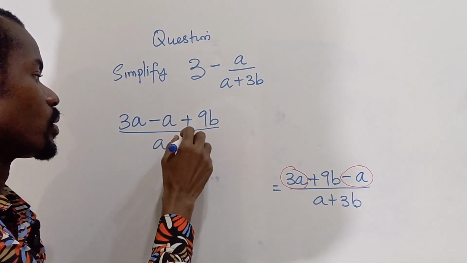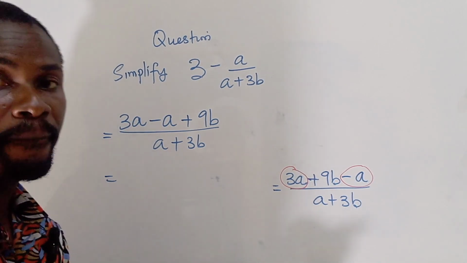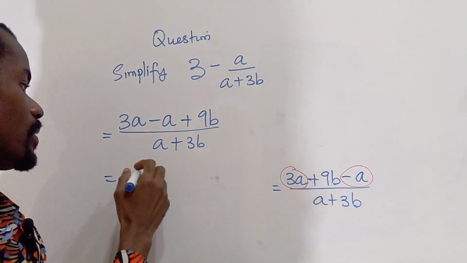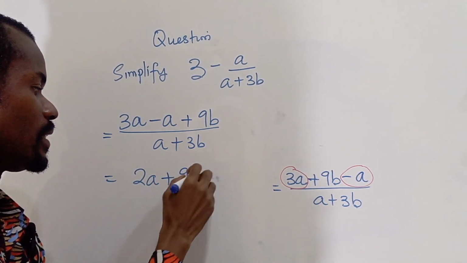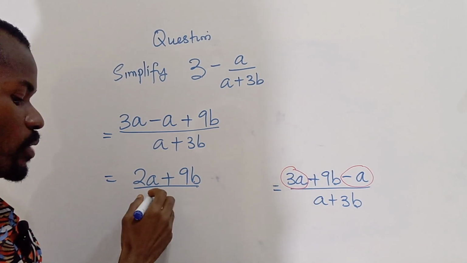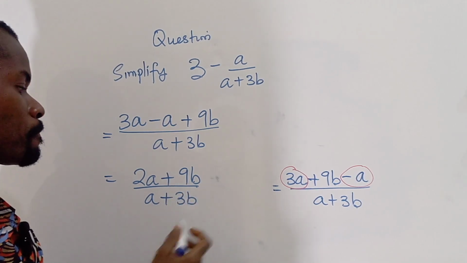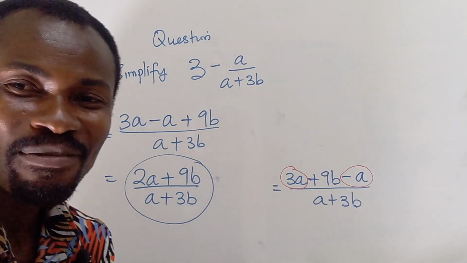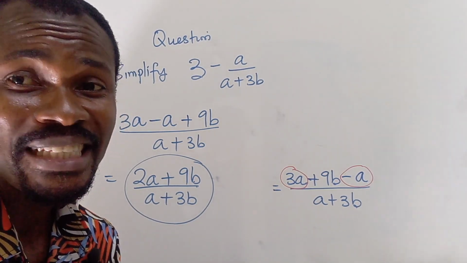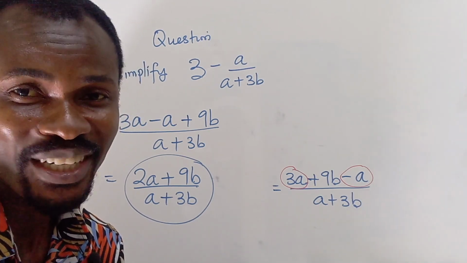Now, 3a minus a is going to give me 2a, plus 9b, divided by a plus 3b. So this gives us the simple solution to this simple problem on simplification of algebraic expressions.